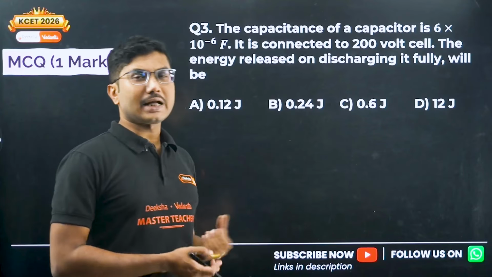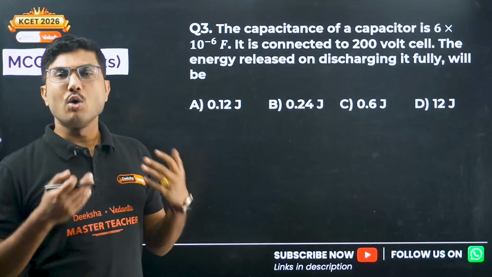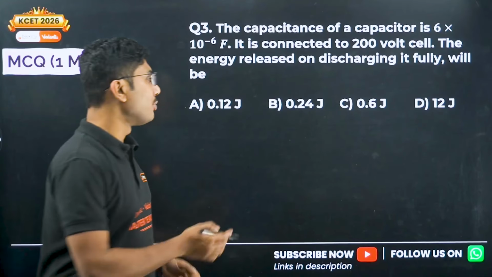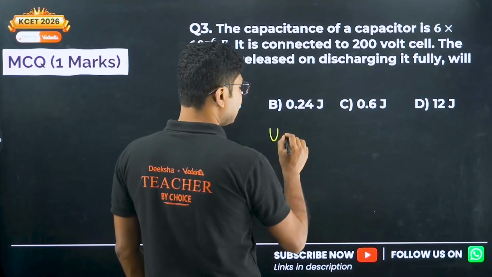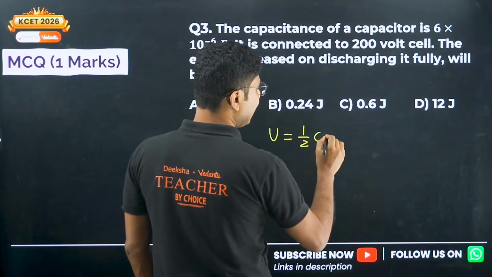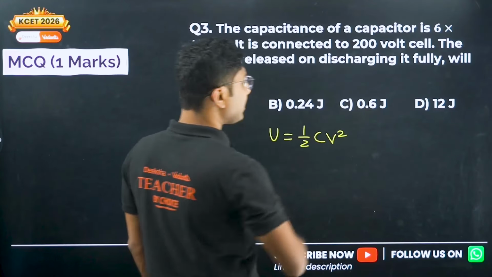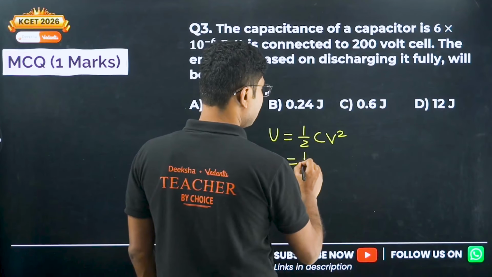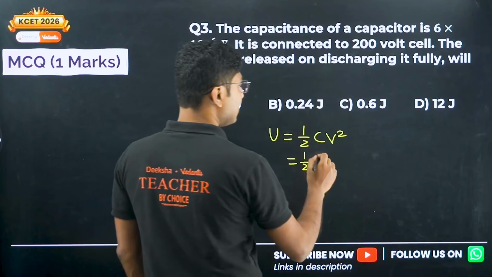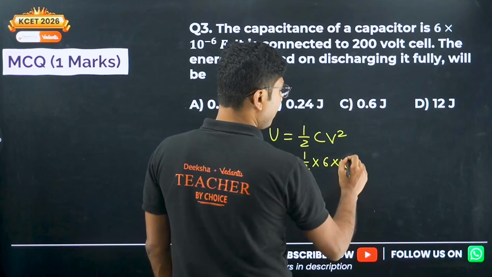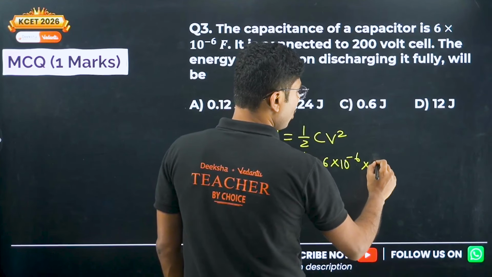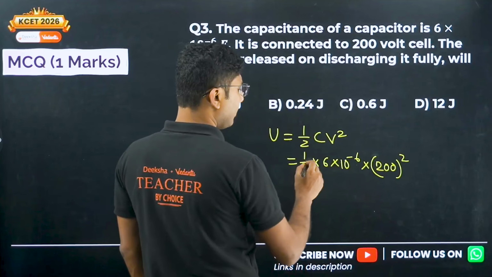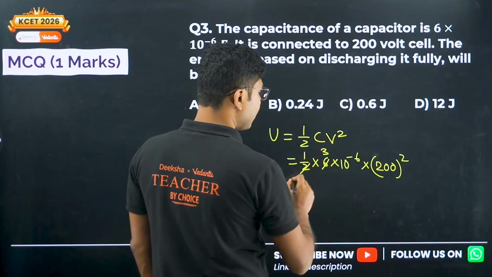So when you charge the capacitor, how much energy can it hold? That much energy will be released when you are discharging it. How much energy can be stored in a capacitor is given by half CV square, because voltage is given, capacitance is given, so we will use this formula to calculate how much energy it can store. So half into capacitance, 6 into 10 to the power of minus 6, into 200 whole square. Now this question came in the 2024 exam. Okay, so this is the PYQ.